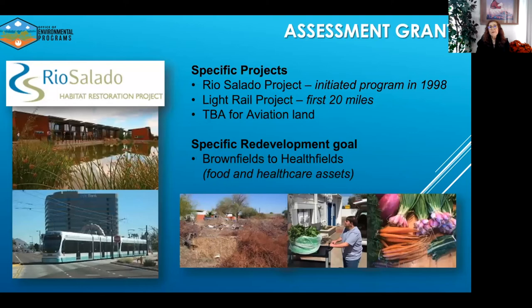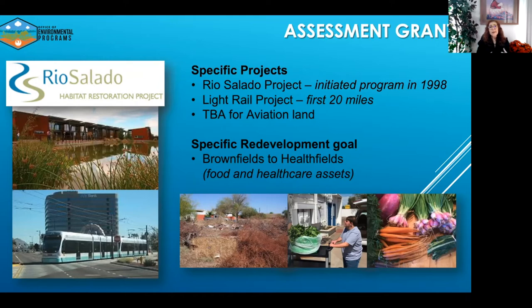So I want to share with you some of the assessment grants that we've done. We've done everything from more citywide kinds of grants to very specific projects. Our original grant started with the Rio Salado project when we were doing the Rio Salado habitat restoration project way back in 1998. We had a $350,000 phase one, phase two environmental assessment grant that was really able to help us on the banks of the river as we restored about 5 miles of the river right in the core of Phoenix. We also did an assessment grant specifically for the light rail project that came in through Phoenix for those first 20 miles, again, phase ones and phase twos.